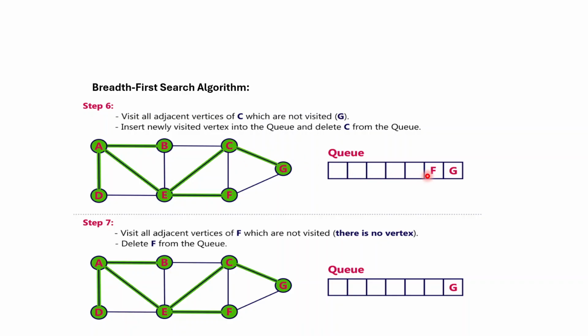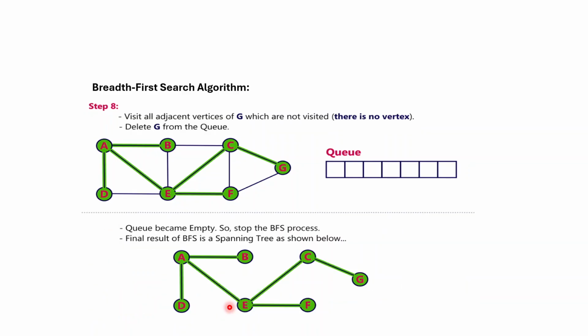Next in the queue is F. For F, E is already visited, C is visited, G is already visited. So delete F from the queue. G, C and F are already visited. So every vertex has been visited.